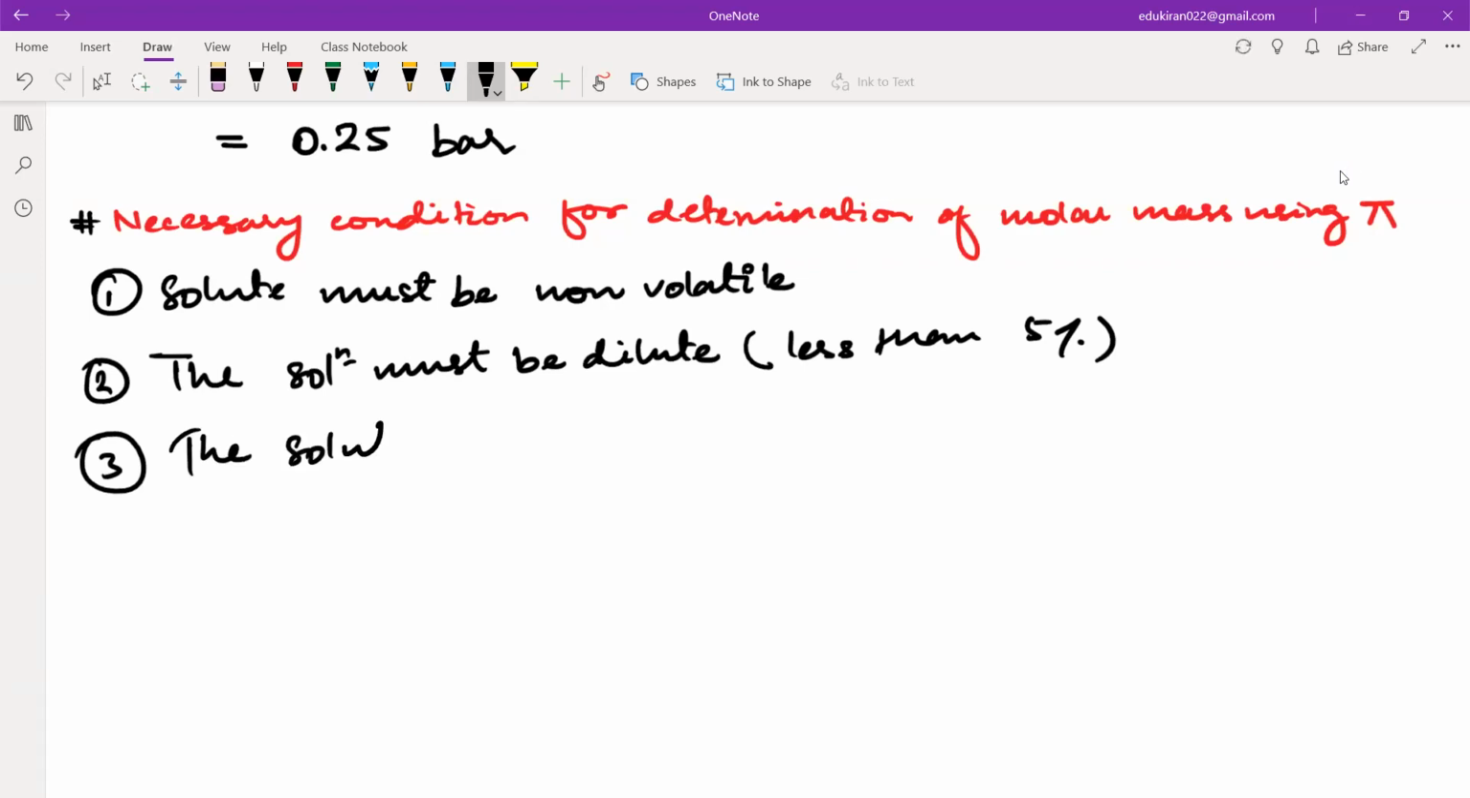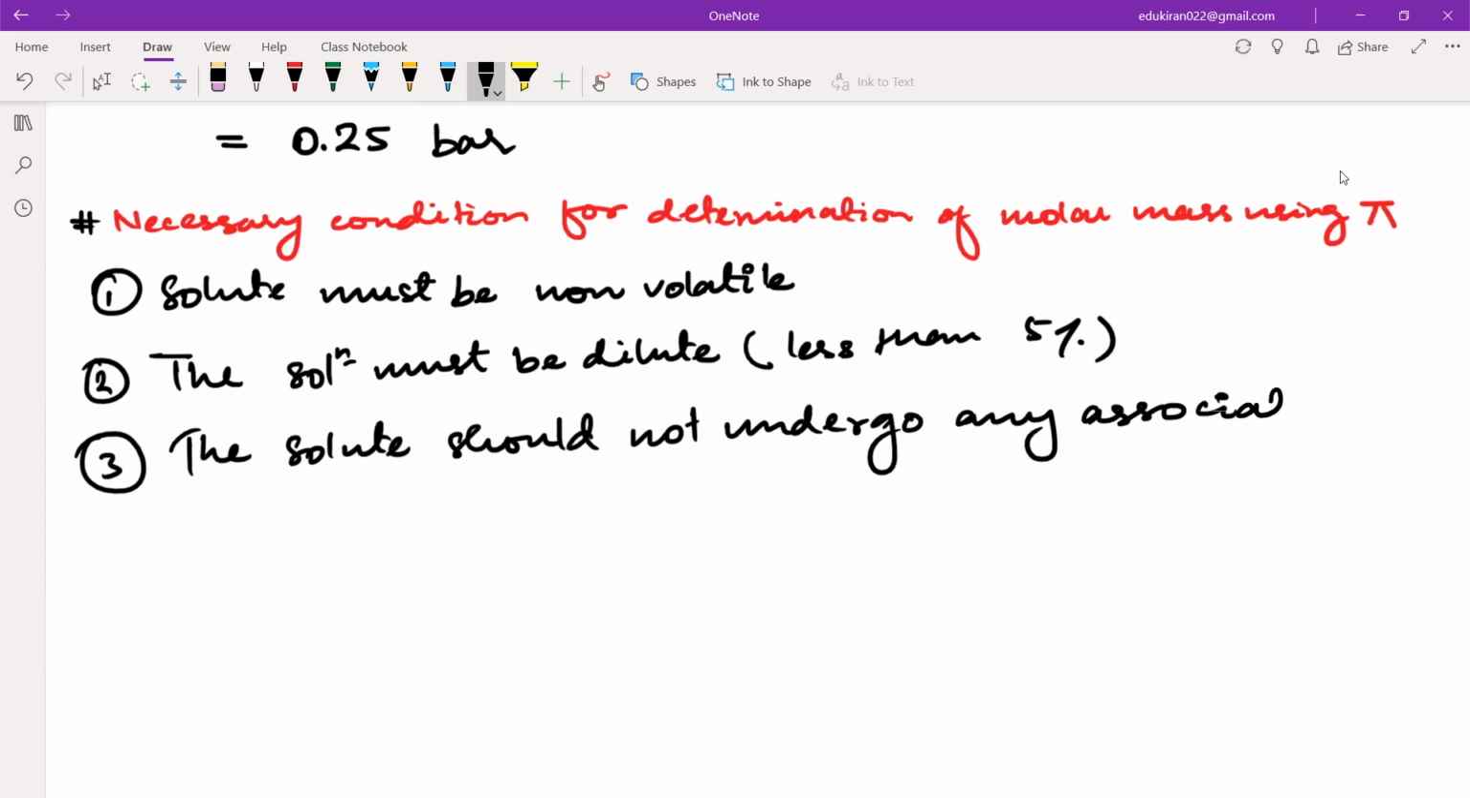Third, the solute should not undergo any association or dissociation. So if these three criteria are met, then the determination of molar mass will be quite accurate. Okay, please write these 3 points. Let me know when you're done.